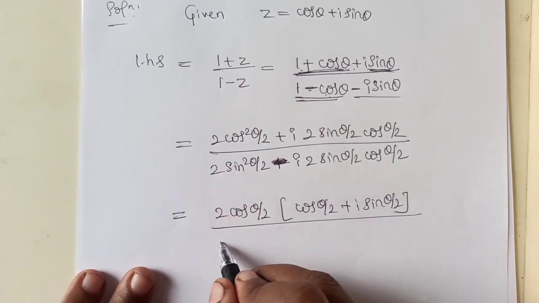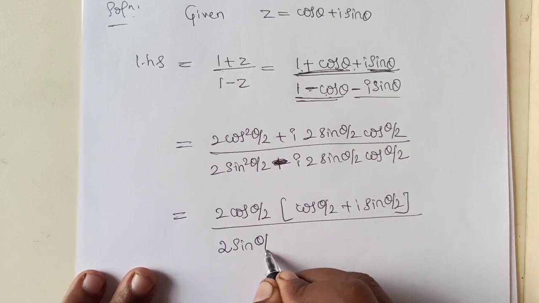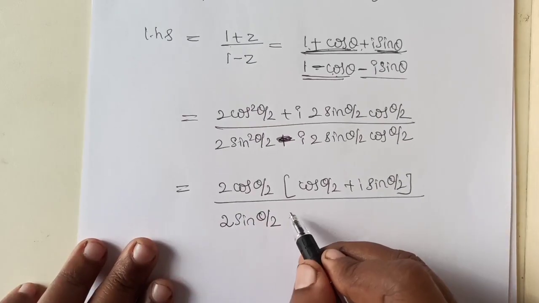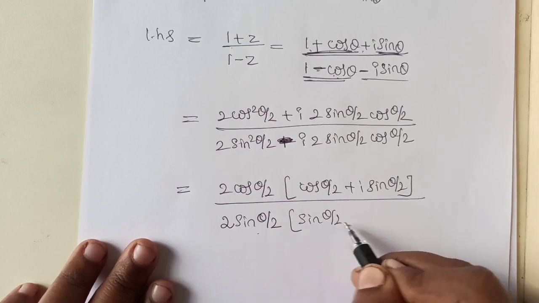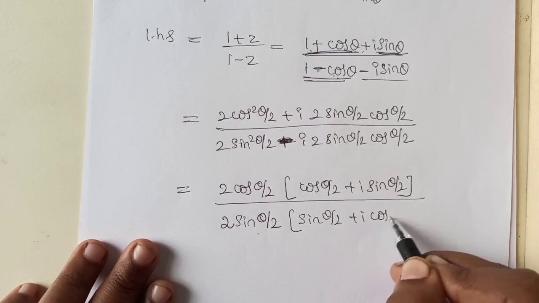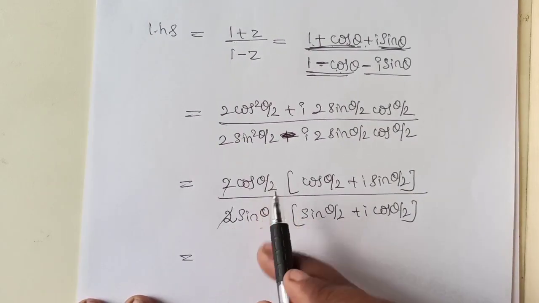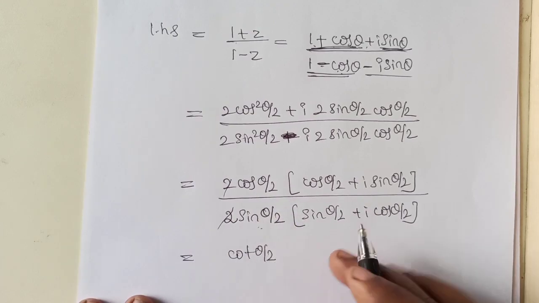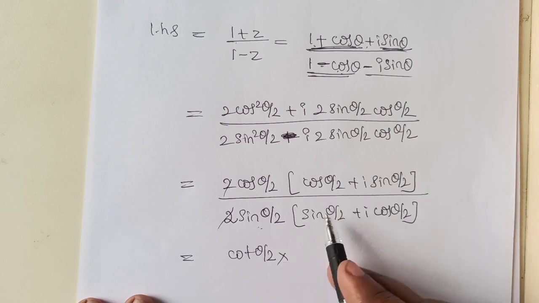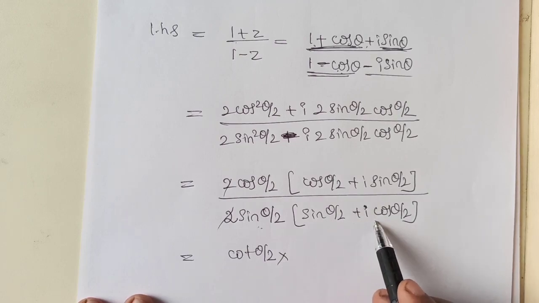Denominator: 2 sin theta by 2 is a common term, therefore 2 sin theta by 2. On taking 2 sin theta by 2 common, we get sin theta by 2 plus I cos theta by 2. So here 2 gets cancelled, and cos by sin is equal to cot theta by 2. Okay. So for the denominator, we have sin plus I cos form.